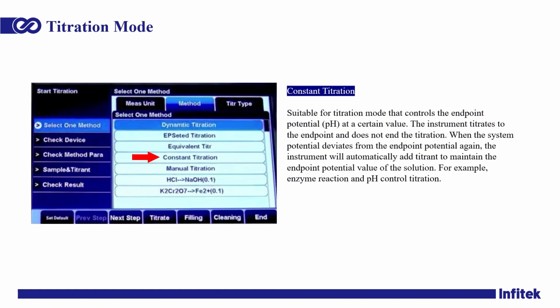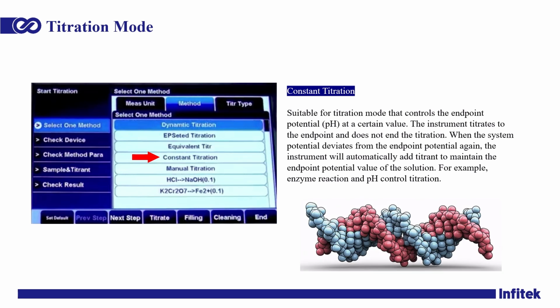The fourth one is constant titration. It is suitable for titration mode that controls the endpoint potential at a certain value. The instrument titrates to the endpoint and does not end the titration. When the system potential deviates from the endpoint potential again, the instrument will automatically add titrant to maintain the endpoint potential value of the solution. For example, enzyme reaction and pH control titration.